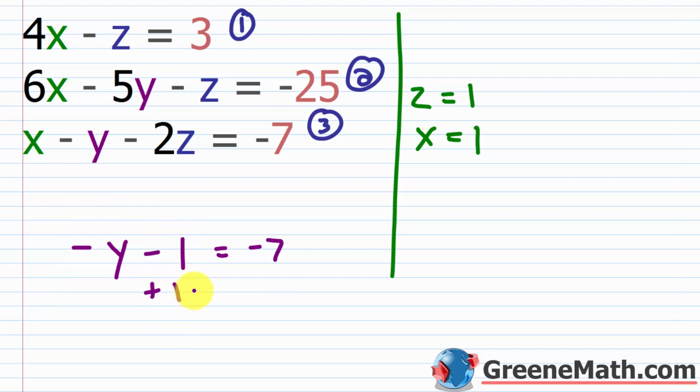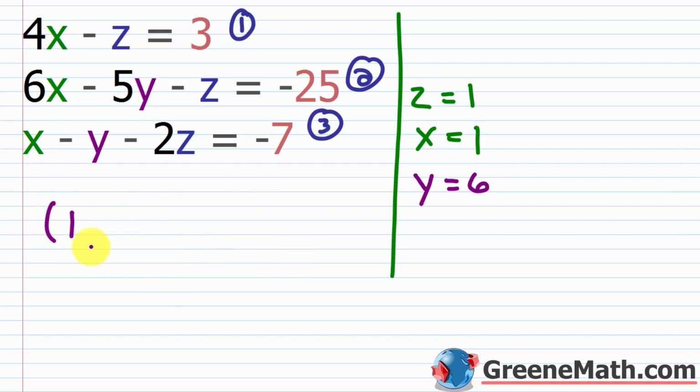And so let me add 1 to both sides of the equation. This goes away. Negative 7 plus 1 is negative 6. And to finish this off, let's divide both sides by negative 1. And we'll find that y is going to be equal to positive 6. So y is equal to 6. Again, as an ordered triple, you would have that x is 1. That's the first one. Y is 6. That's the second one. And z is 1. That's the third one. Again, it's going to be your x value, comma, your y value, comma, your z value. It's in alphabetical order, so it's very easy to remember.